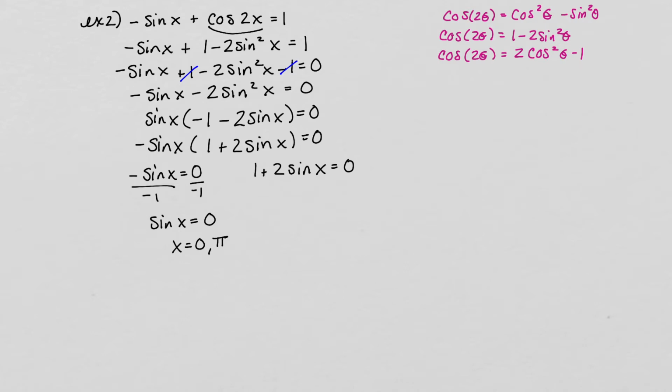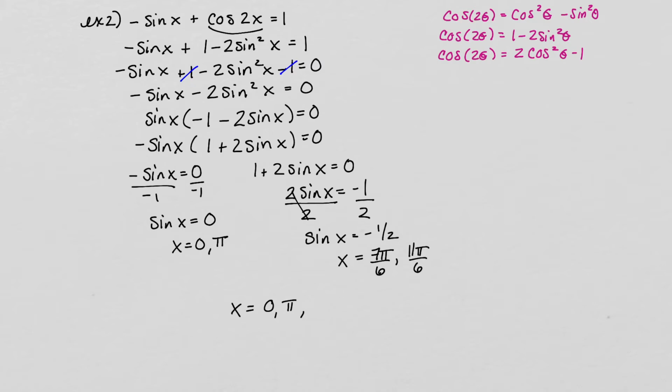Then we'll go to the other side. So 2 sine x equals negative 1. Divide both sides by 2. So we're looking for when is the sine of x equal to minus 1/2. So when does that happen? Yep. So one of the times is 7 pi over 6, and when else? Yep, 11 pi over 6. So in this case, I get 4 answers, right? So my final answer is going to be x equals 0, pi, 7 pi over 6, and 11 pi over 6. So all 4 of those are answers.